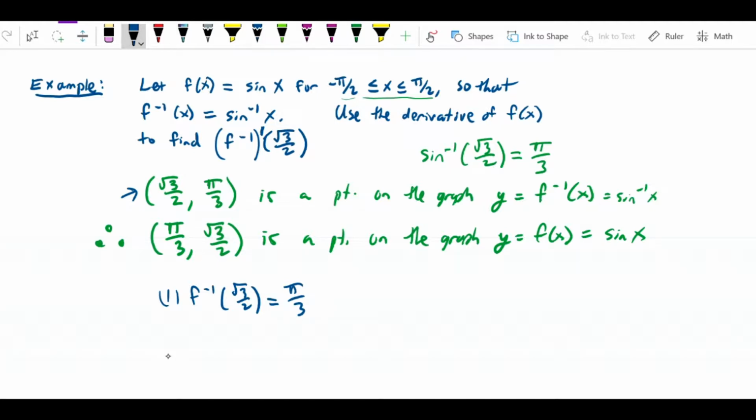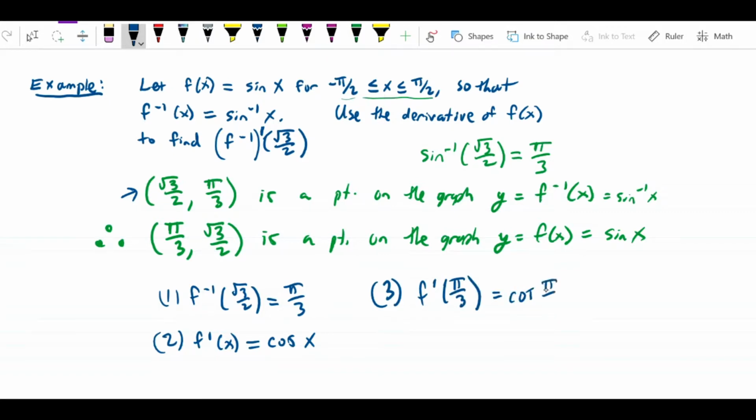And the next thing we can do, since we know what f is, we know that f prime of x is equal to cosine of x. So f prime of pi over 3, which equals cosine of pi over 3, is 1/2. So now we should have all the information we need to answer this question.